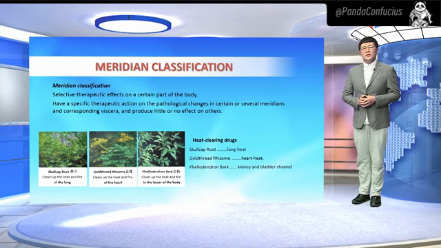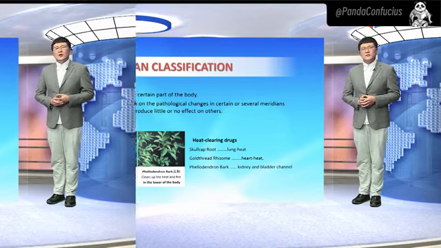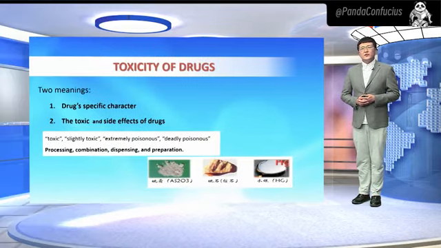Some drugs have similar effects, but due to different meridian distribution, the parts of the body which they act on are different. Meridian classification means the drug's selective therapeutic effects. The toxicity of traditional drugs has two meanings. The first, each drug can cure diseases due to its toxicity, which is its own specific character.